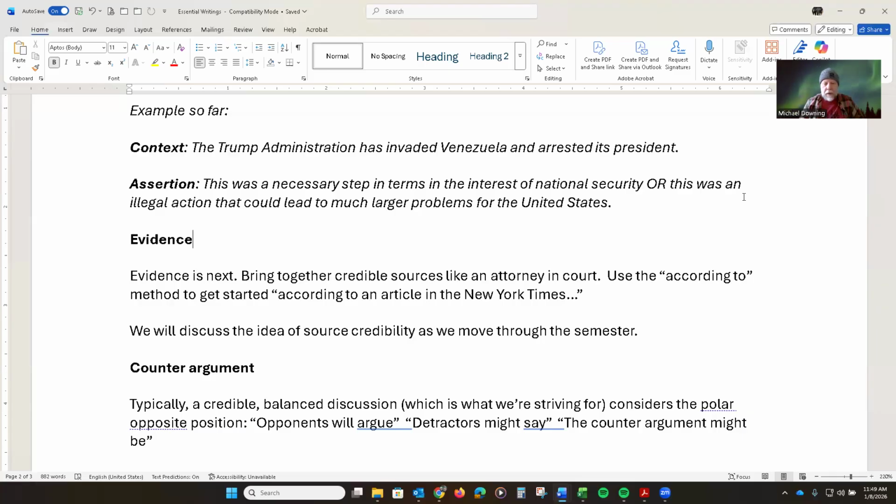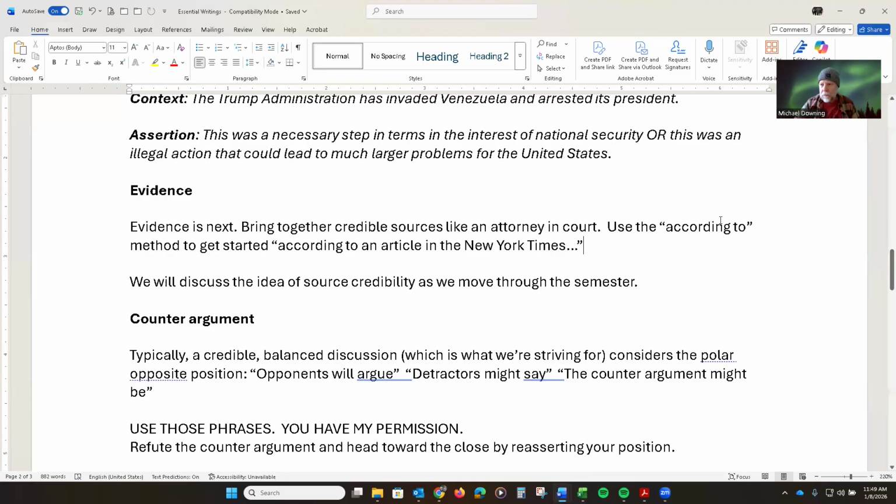Evidence is next. Bring together credible sources like an attorney in court, use the according to method, and get started: according to an article in the New York Times, according to this person, according to that person. They are saying what? That the invasion of Venezuela and the arrest of the president is a great idea, is a bad idea. You can say it's mixed, it's unclear. You may argue that you can see both sides of this. It's up to you to develop.